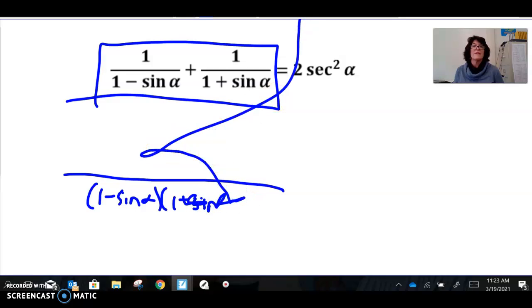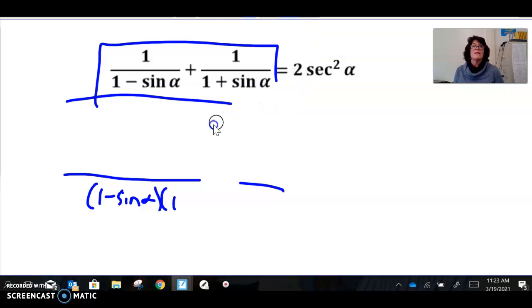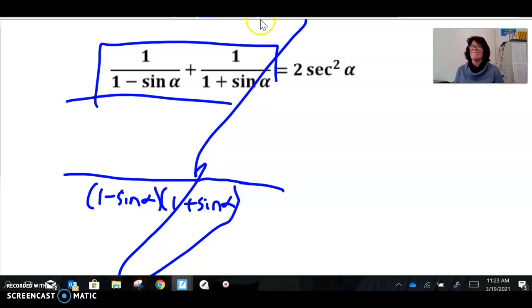Oh, great. It's happening again. Just out of nowhere, I think there's a ghost in here or something. I don't know. Just all of a sudden it tries to be funny. It's not funny. 1 plus sine x. Alpha, sorry. Oh, you're just driving me nuts.